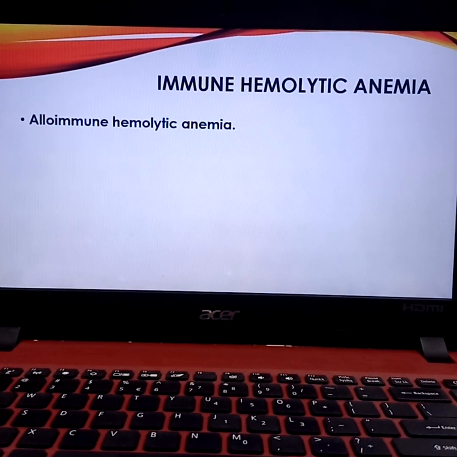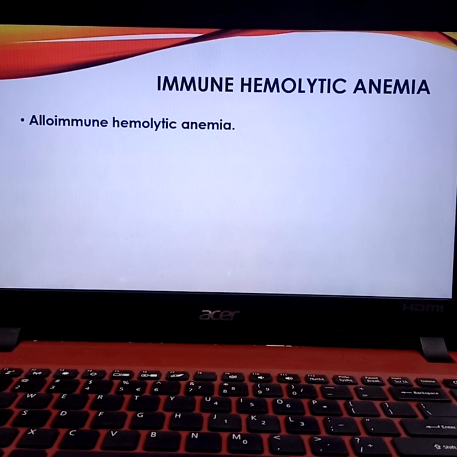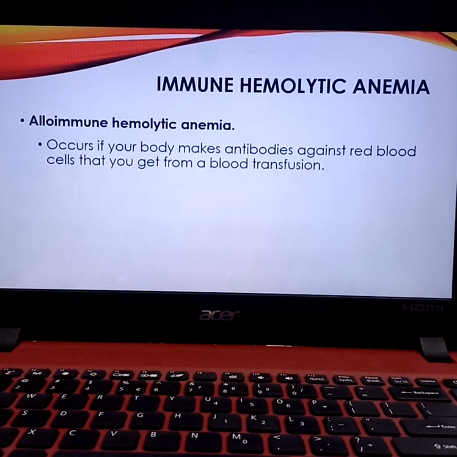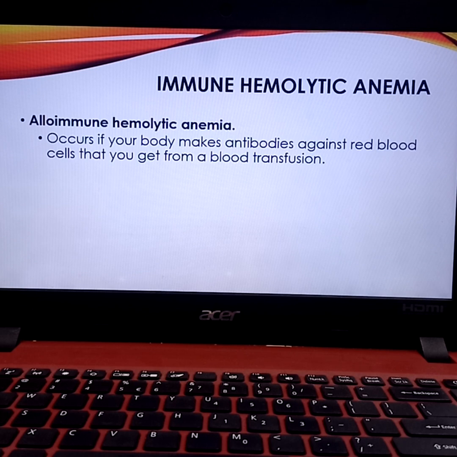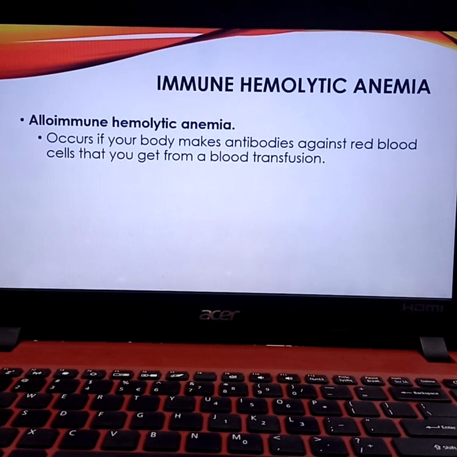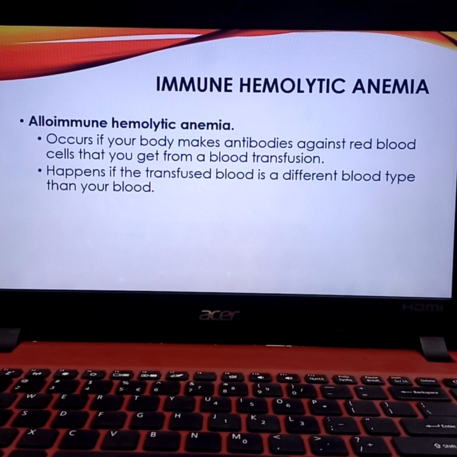Now, aside from autoimmune, we also have alloimmune hemolytic anemia. Alloimmune hemolytic anemia occurs if your body makes antibodies against red blood cells that you get from a blood transfusion. Earlier we mentioned blood transplant and bone marrow transplant, but alloimmune hemolytic anemia is more specifically a blood transfusion reaction. It happens if the transfused blood is different from your blood type.